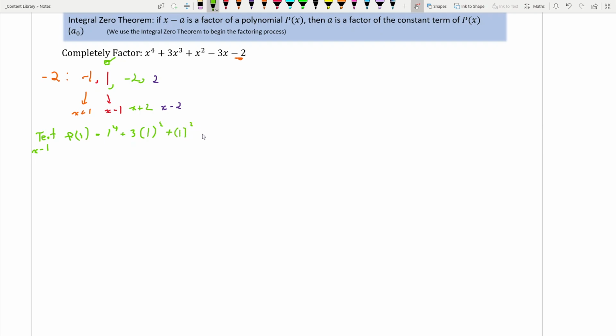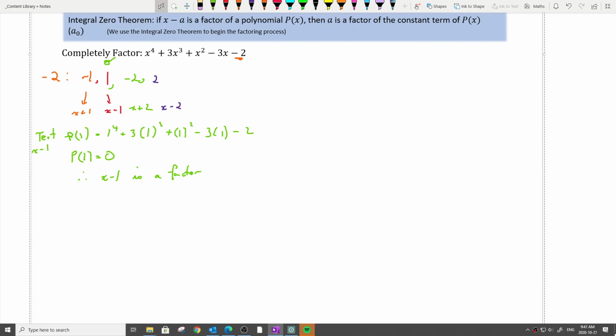And the interesting thing about where x is equal to 1 is that it's just really the sum of the coefficients. So it makes it really easy. So this ends up being 1, plus 3, plus 1. So that's 5, minus 3, minus 2. Look at that. So p of 1 is equal to 0. So therefore, x minus 1 is a factor. So I found one factor.